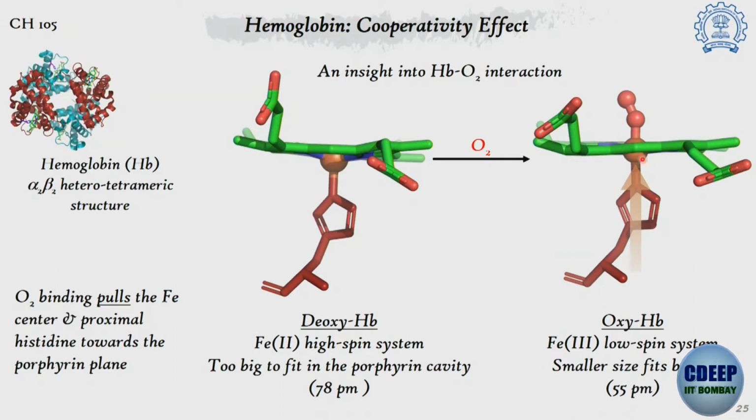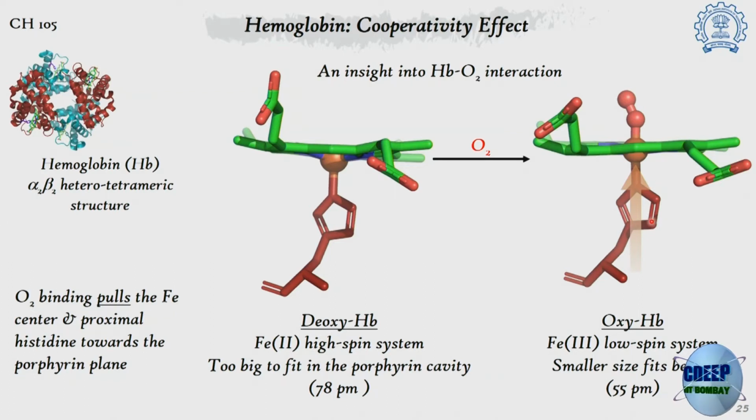So this oxygen binding is not only binding the iron and providing a strong bond, but also changing its spin state and oxidation state, and it is pulling the iron into the porphyrin ring. So this is the big difference when we are talking about the deoxy versus oxy form. And during this pulling up of iron, the 5th ligand, the histidine, also gets pulled up because it is bound to that iron.